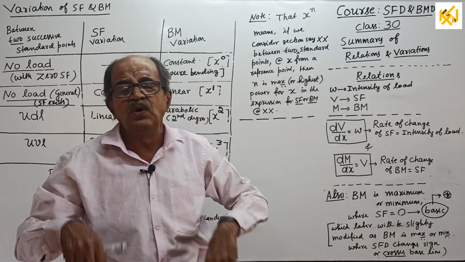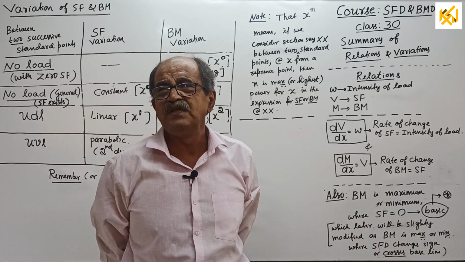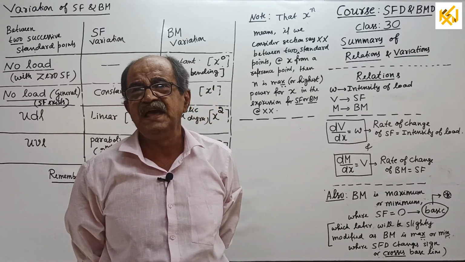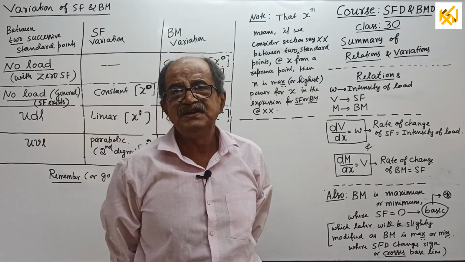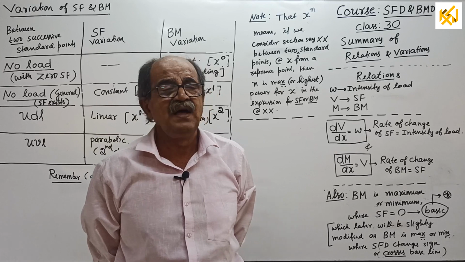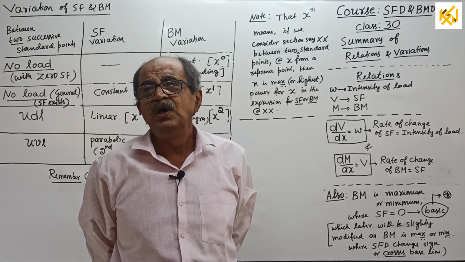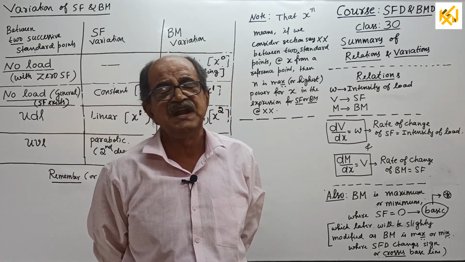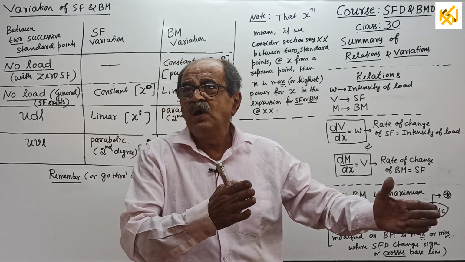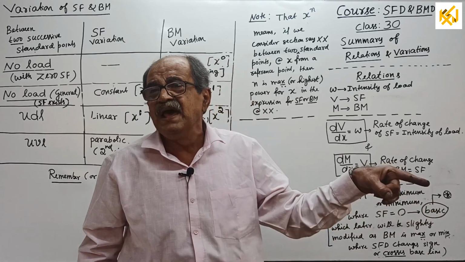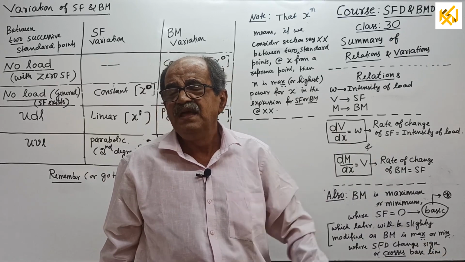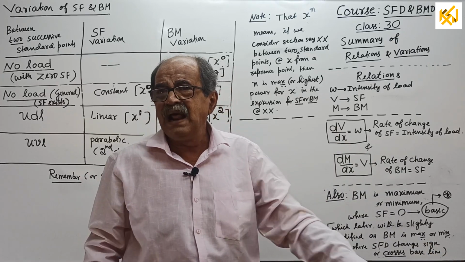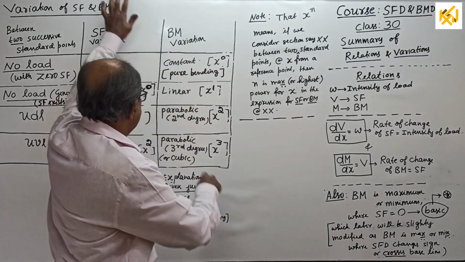See, no load, no shear force: shear force is not there. No load, shear force is there: constant. UDL: shear force linear. UVL: shear force second degree parabola. Bending moment: no load with no shear force, BM constant. No load but shear force is there, BM linear. UDL, BM parabola second degree. And UVL, parabola third degree. So remember this correctly.